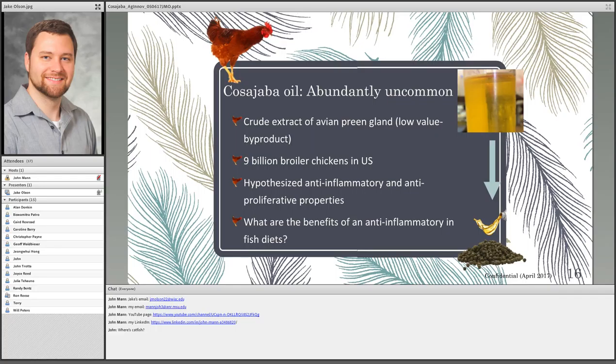I titled this slide Cosajaba Oil, Abundantly Uncommon, and the reason I say that is that although the oil itself is unique in a variety of ways regarding its composition, it is an abundant oil in that there are 9 billion broiler chickens in the U.S., all of which have a uropygial gland and contain preen oil. So we dug into the oil composition quite a bit and hypothesized some anti-inflammatory and anti-proliferative properties. I'll be focusing on the anti-inflammatory properties.